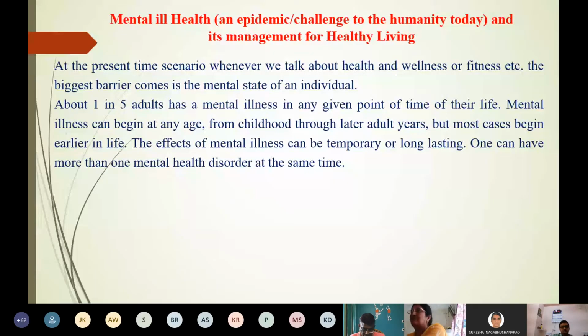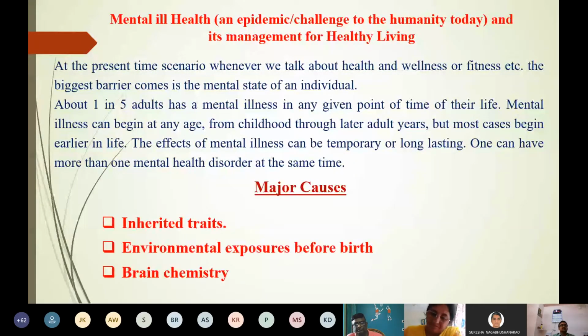So here the major causes of a mentally ill person are inherited traits, environmental exposure before birth, and brain chemistry, of course. Inherited traits link to the blood relatives and what was happening before in the family history, if something was there in his forefathers or his father, something he has witnessed before. Those things matter a lot in one's life in creating certain mental imbalance.